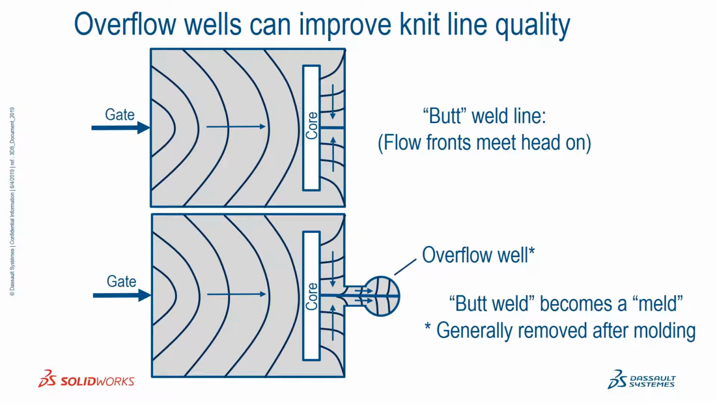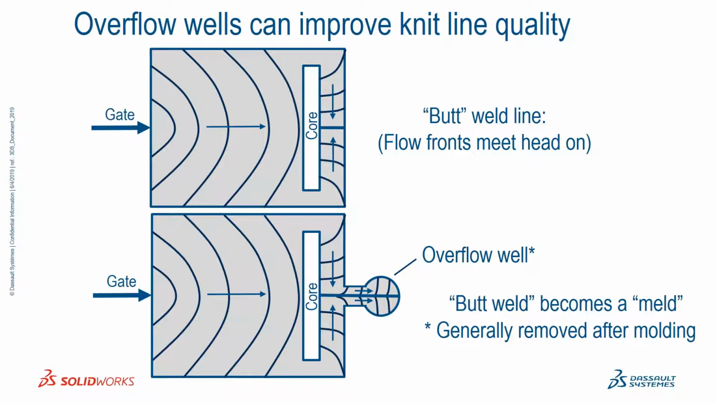And then I had mentioned the overflow well. This is sort of an extreme example, for more limited production situations, but imagine something like a tennis racket. As Ramesh had said, you need to gate from thick to thin. So a tennis racket would typically be gated into the handle area because the handle area would be the thicker location, and the end of flow would be down at the top portion of the racket, and you'd have a pretty severe butt weld line.